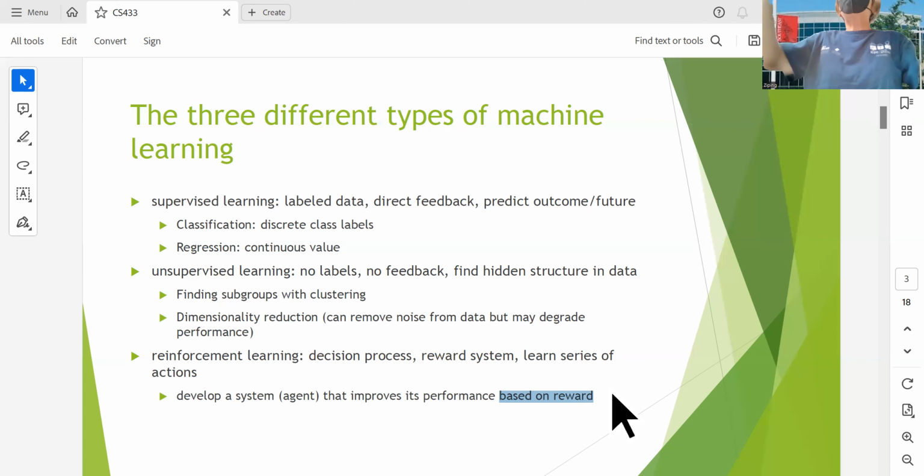Based on these definitions, how about ChatGPT? Is ChatGPT supervised, unsupervised, or reinforcement learning? ChatGPT is built on a pre-trained model. When you build the pre-trained model, it uses unsupervised learning. After that, it does fine-tuning, and then it uses supervised learning. So this is about the 3 types of machine learning.